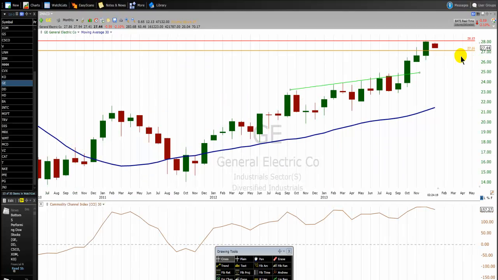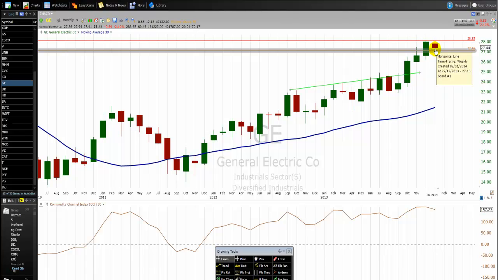That's it. The short-term equilibrium price level for General Electric is $27.16. Priority to bullish signal above the short-term equilibrium price level, and priority to bearish signal below.